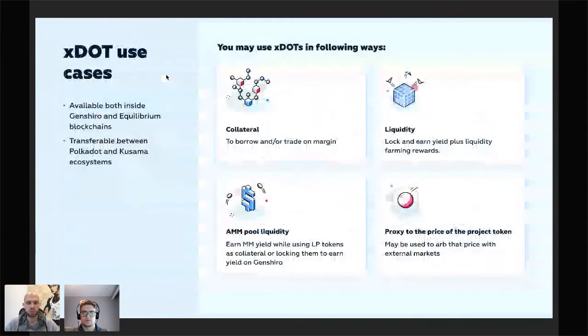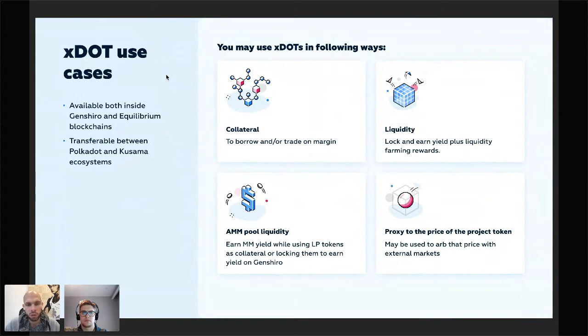As I said, I also wanted to introduce to you the use cases for xDOT. Firstly, xDOT will be available just on Genshiro, but then it will also be available on the Equilibrium blockchain, and they will be transferable between the Polkadot and Kusama ecosystems. Genshiro, as I also mentioned, is currently in production. It's running in closed beta mode with a limited number of participants who are testing it.